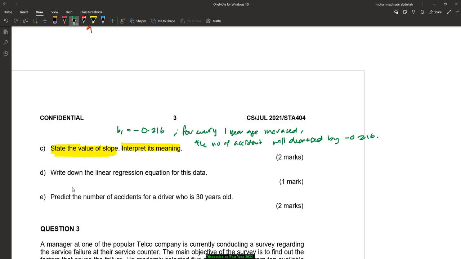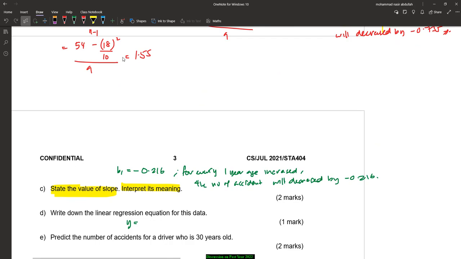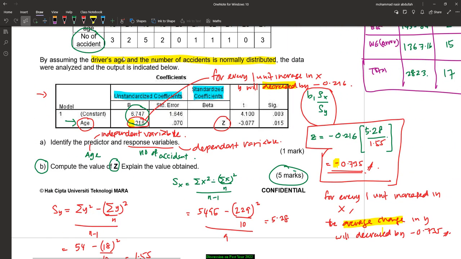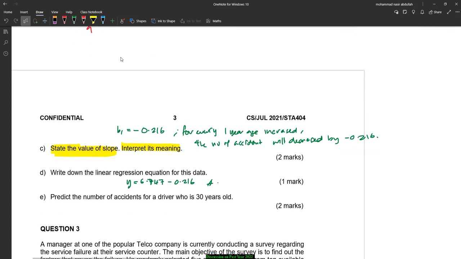So write down the linear regression equation of this data. Very simple. Y equal to, so our beta coefficient for intercept is 6.747, minus 0.216. So 1 mark. I consider this all free marks questions, because all the questions are easy.